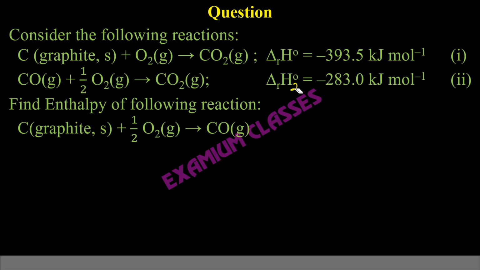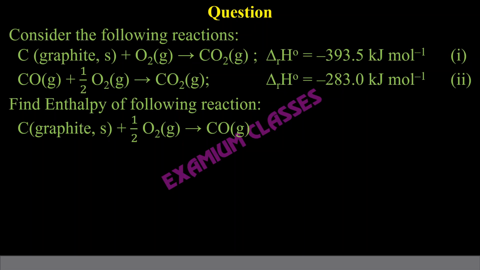There is a trick. You see what I need on the right hand side. I need carbon monoxide. Do you have carbon monoxide? Yes, I have carbon monoxide, but it is on the left hand side. I need it on the right hand side. It means I need to reverse this reaction. Reactants will be products and products will be reactants here. And obviously when we do so, the sign of delta RH will change.